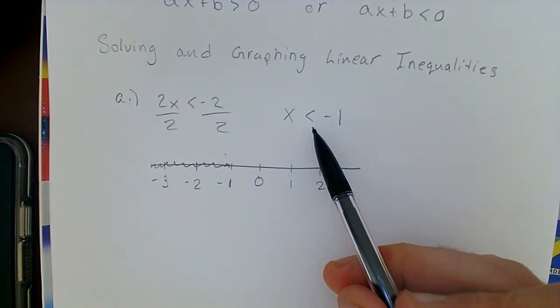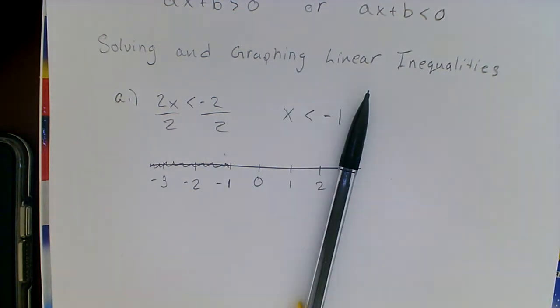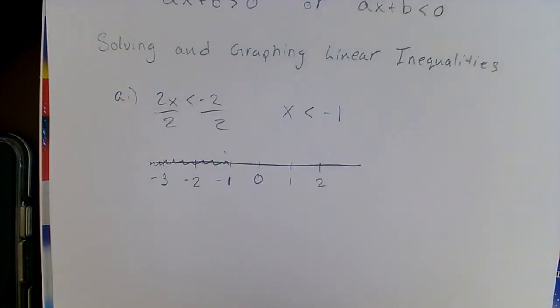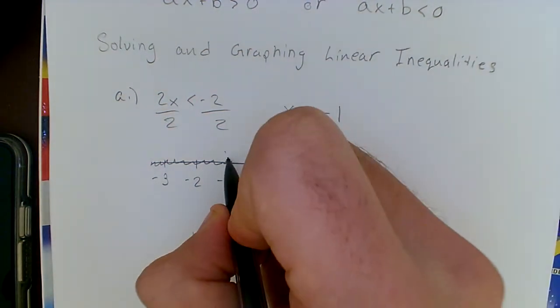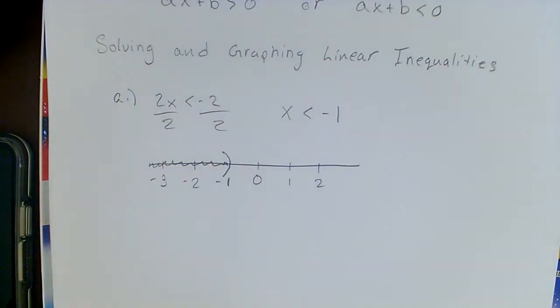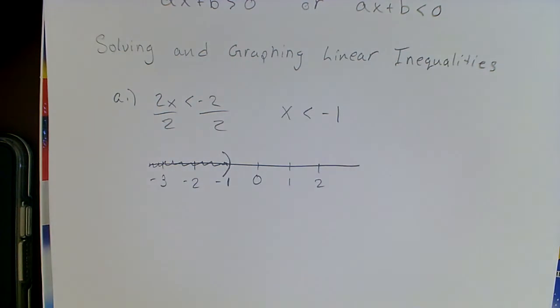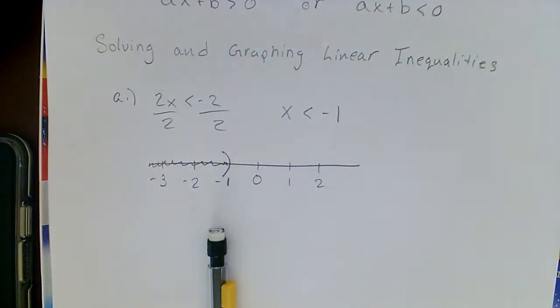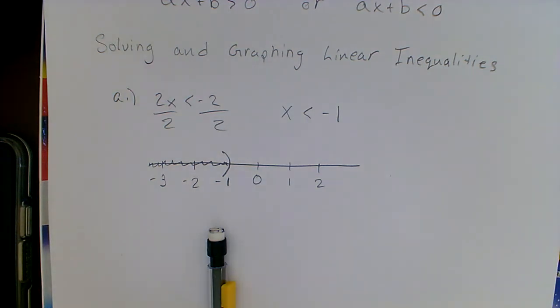That's where the difference between less than and less than or equal to comes in. If it's strictly less than, like we have here, there's no equality, so you put an open bracket here. That means that you do not include -1. If it were less than or equal to, it would be a closed bracket. Okay, so let's move on.